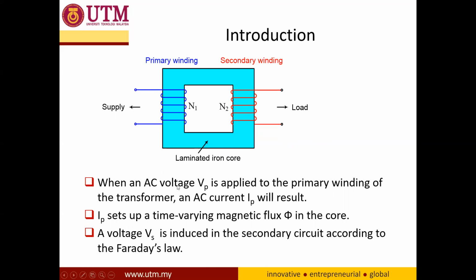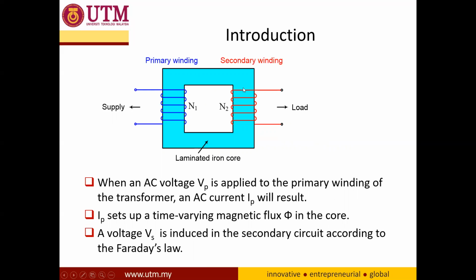So when a voltage Vp is applied to the primary winding, a current will flow here. When we have current, a flux will be induced inside this core, and this flux will link to the secondary.